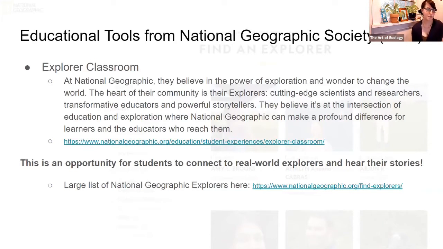And there are set up Explorer Classroom days, so you would have to apply for your classroom to get into that virtual learning environment. But if there's not one that's coming up, they do have a really large list of explorers that you can filter by subject. So you can type in, I'm looking for explorers that have to do with marine biology or general environmental science or just STEM. And it'll pop up with all sorts of explorers from around the world, and you can read a little bit more about them. And again, introduce your students to these people who are taking what we're learning here and doing it out in the real world, making the planet a better place because they learned about this stuff.